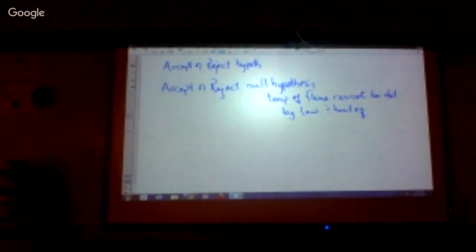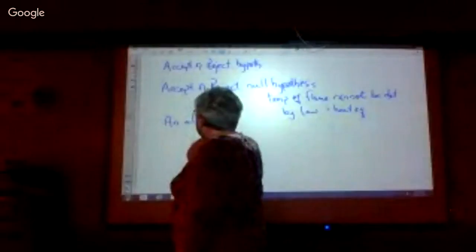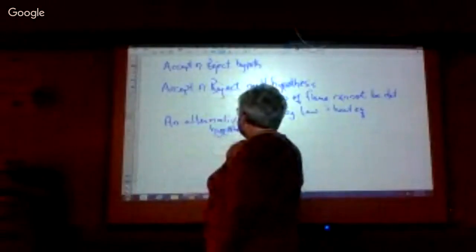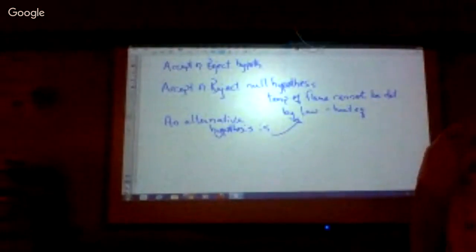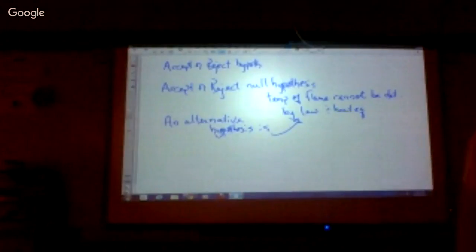So are you going to accept or reject that null hypothesis? We're going to reject the null hypothesis. First you need to state the null hypothesis, and here's a good way of saying that: an alternative hypothesis would be, or is, and we would have that there. And then we would go on to say that it is rejected because the temperature could, in fact, be determined by way of the law and the heat equation. So you have all those different components.